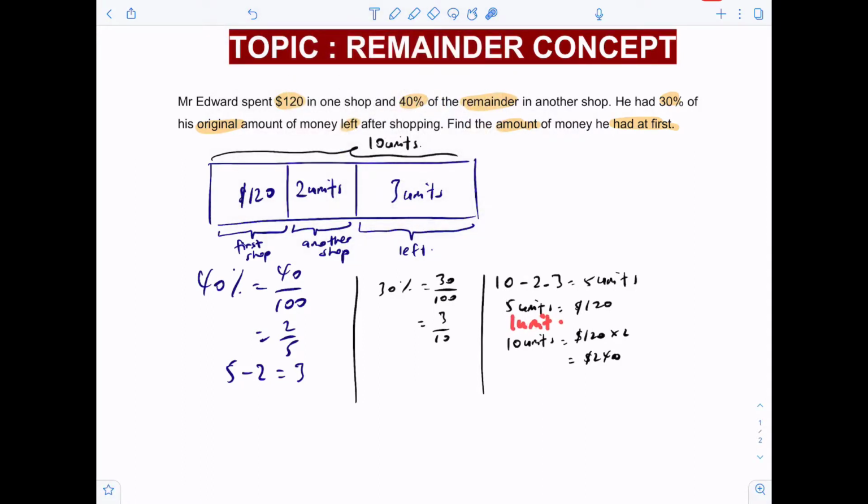Okay, well, if you want, you can actually find 1 unit first. That's totally fine. And then you find 10 units. Or you can do it like this. 5 to 10, you multiply by 2. Do the same thing on this side as well. Final answer, $240.